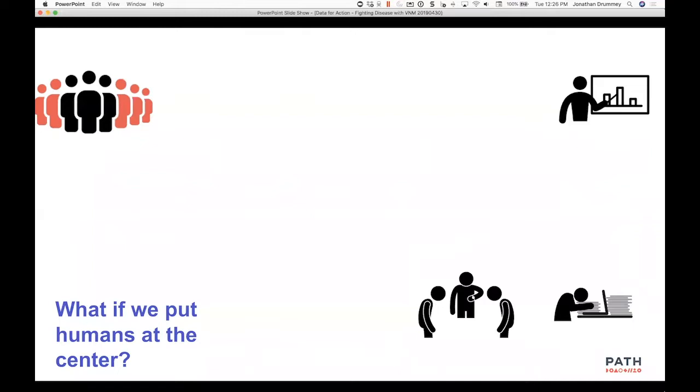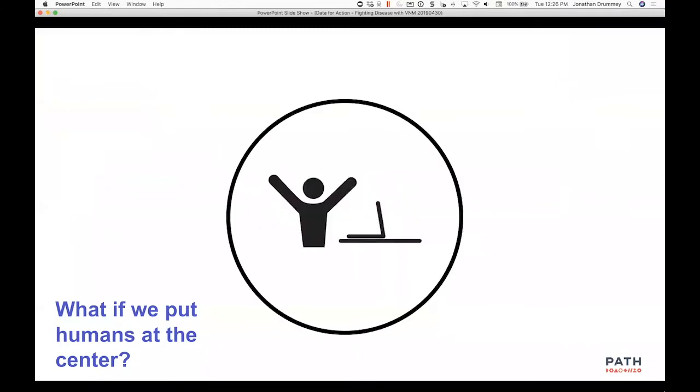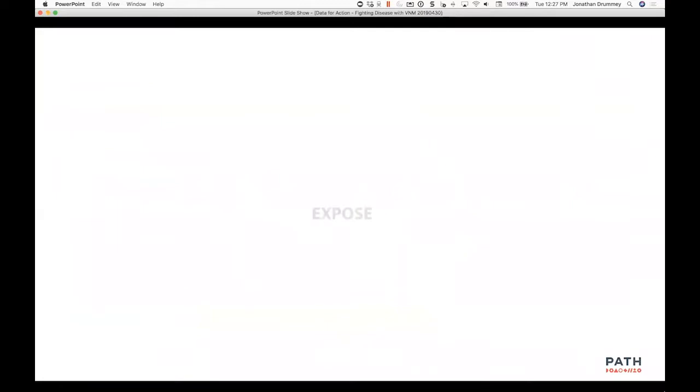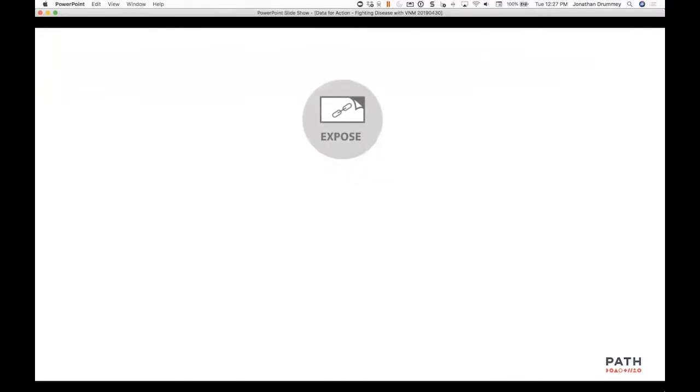And so, acknowledging it's not a linear process, what if we put humans right at the center of that process and think about what it is that they need to do? So we came up with this model, and there are 4 parts to the model. The first part is expose, where we want to get the data in front of people as soon as possible, and as much as possible.